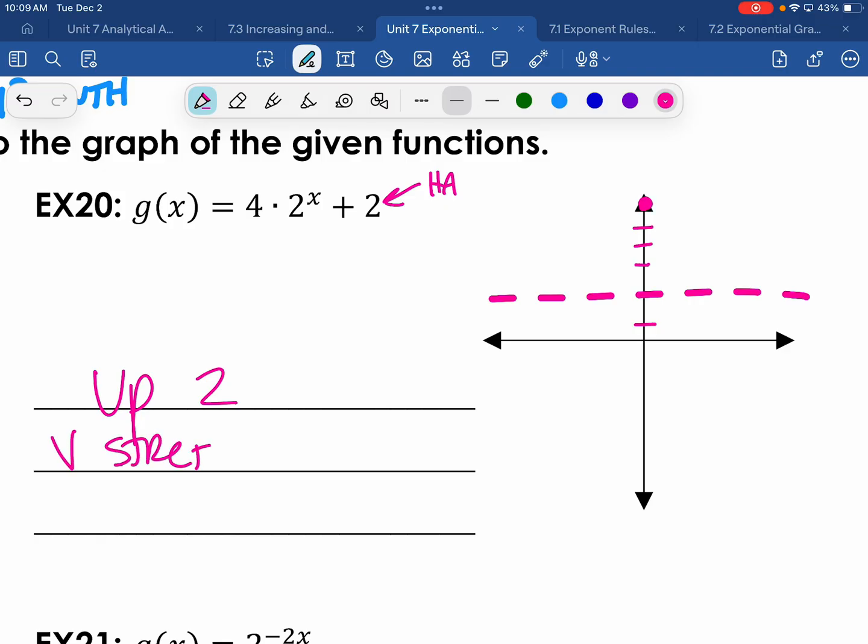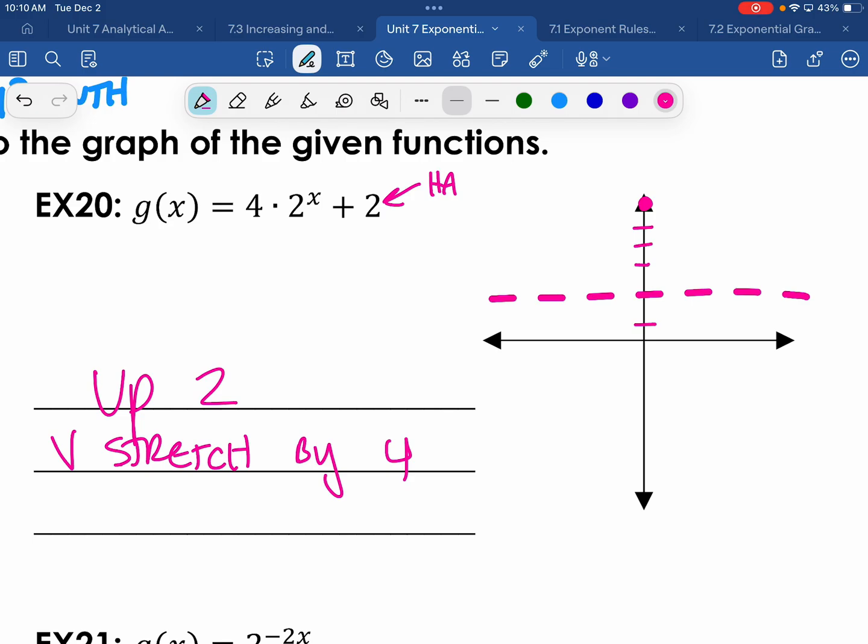Because you have a vertical stretch by 4. Now, if you think about all your transformations together, it makes sense. Because normally you start at 0, 1, right? And we got shifted up 2. So 1, 2, and we got stretched by 4. And so it makes sense that you end up there at 6. Because you got stretched by 4, so 1 times 4 is 4, and then you moved up 2, which would bring you to 6.